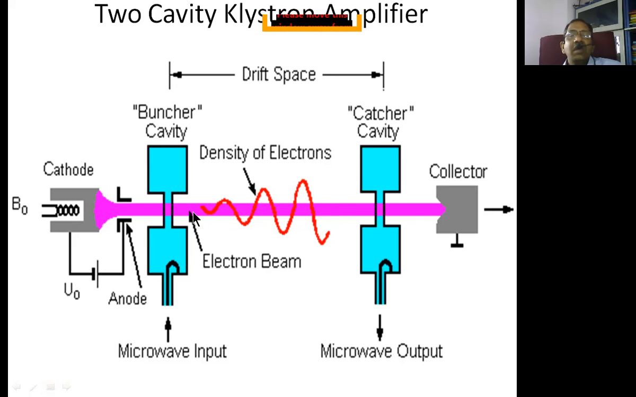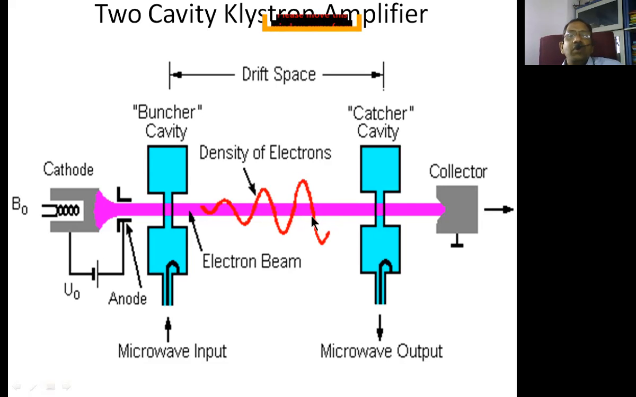As the beam electrons are normally traveling after modulation through the drift space, they are normally going to get amplified because of the velocity modulation. Okay, so then after this, what happens inside the catcher cavity? Current modulation is going to take place. That means the increase in the amplitude of the current of the signal is going to be called current modulation.